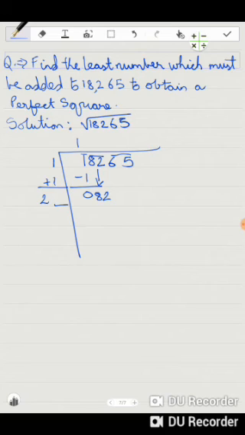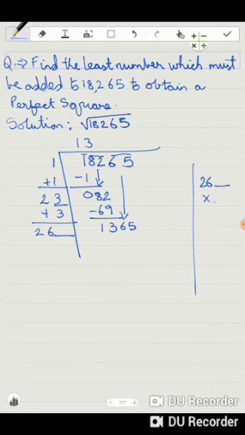24 into 4 is 96. So I will take 23 into 3 is 69. So the remainder would be 13. I add 3 to 23 and I get 26 dash, and I bring down 65. So 26 dash into dash should give you a number less than or equal to 1365. So I will try 2. Sorry, 2 is too small a number.